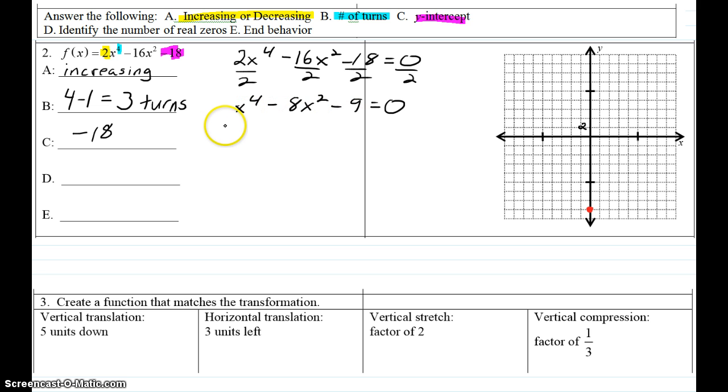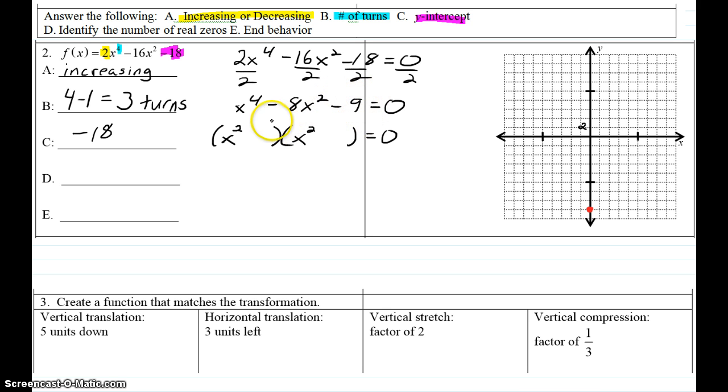And since it's a trinomial, we're going to try to just factor it. And so now look at the first term. And so right now x times x is x squared, and I need an x to the fourth. So if we do x squared times x squared, that'll give us the x to the fourth.